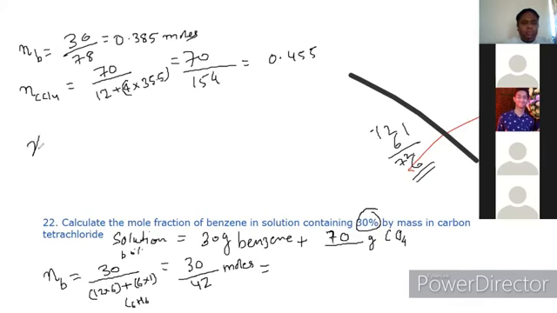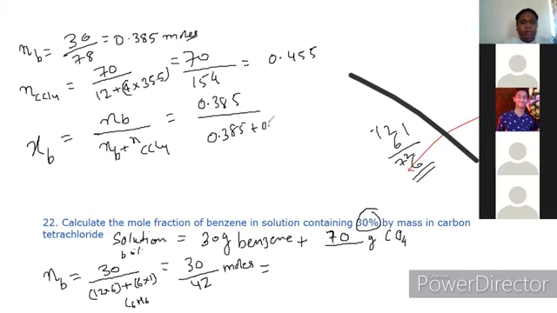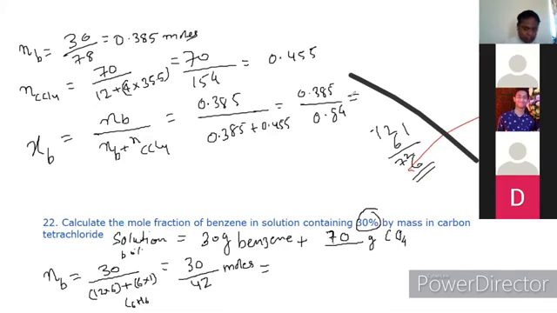So mole fraction of benzene will become number of moles of benzene divided by number of moles of benzene plus number of moles of CCl4. This will be equal to 0.385 divided by 0.385 plus 0.455. This will be 0.385 divided by, this will be how much? 0.84. Now in terms of fraction we will find out 0.385 divided by 0.84.